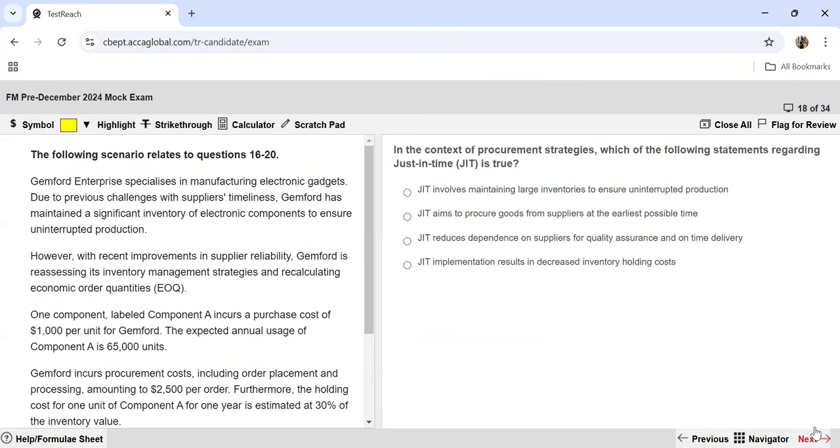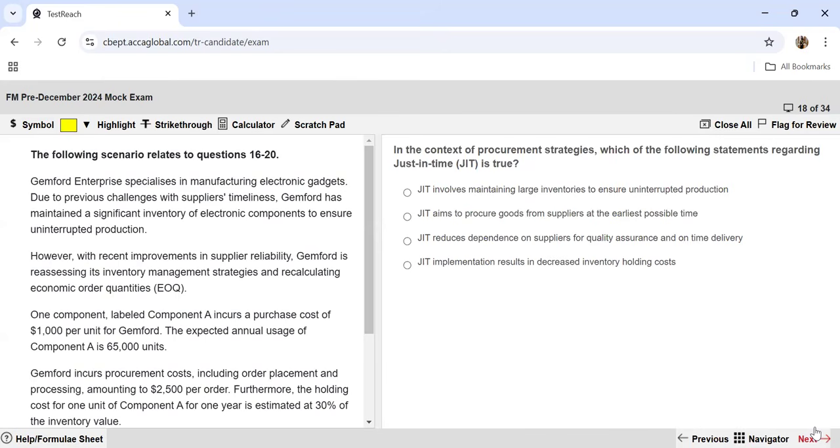No, JIT is exactly the opposite of that. It tells you that you need to maintain as little inventory as you possibly can. Just order in time. Whenever it is needed, then only order things. So the first statement gets eliminated. The second one says, JIT aims to procure goods from suppliers at the earliest possible time. Rather, it is at the latest possible time. So this statement also gets eliminated.